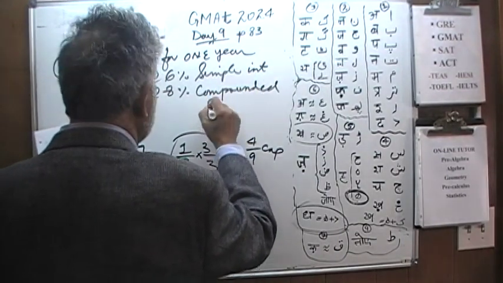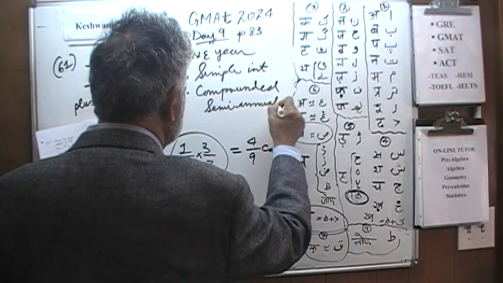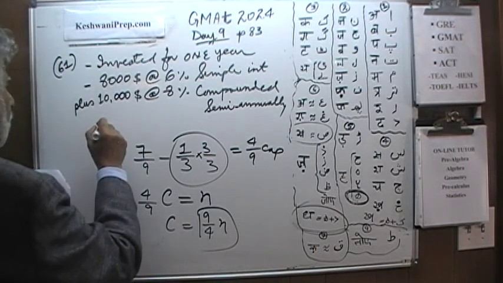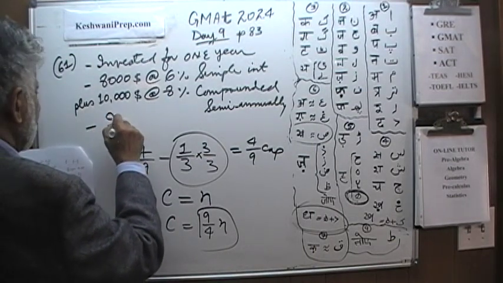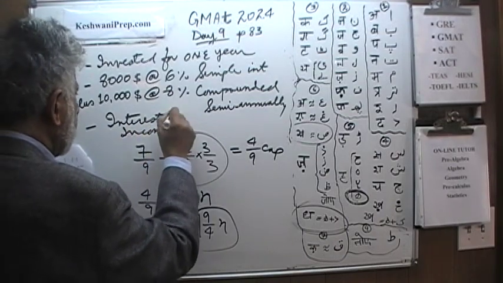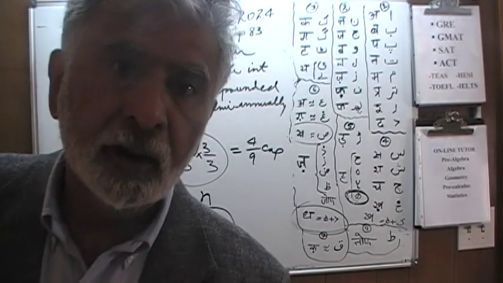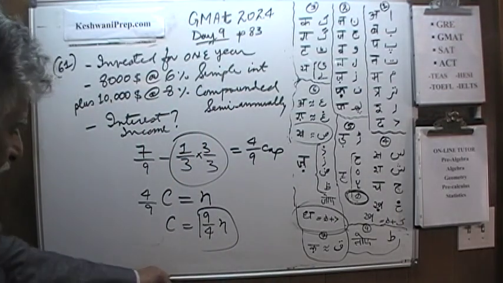Compounded semi-annually. The question simply is, what is our interest income? How much did we earn in interest on these two investments during the course of 1 year? Do it yourself.